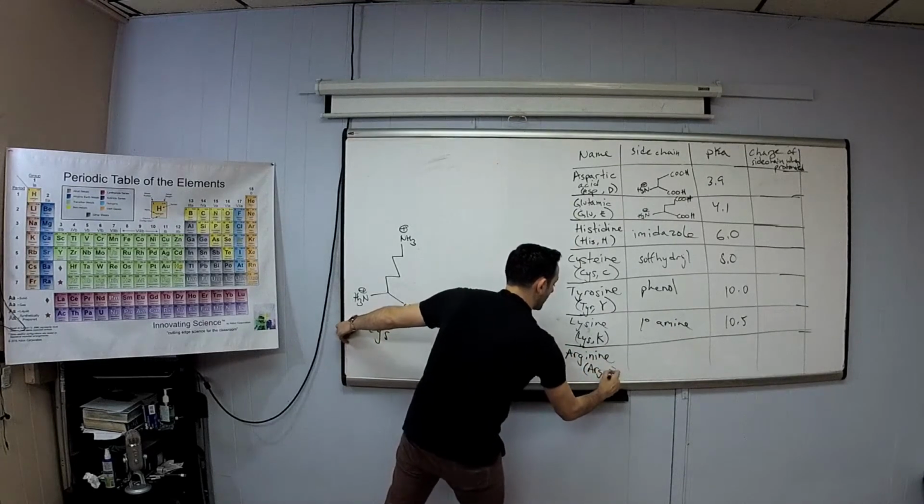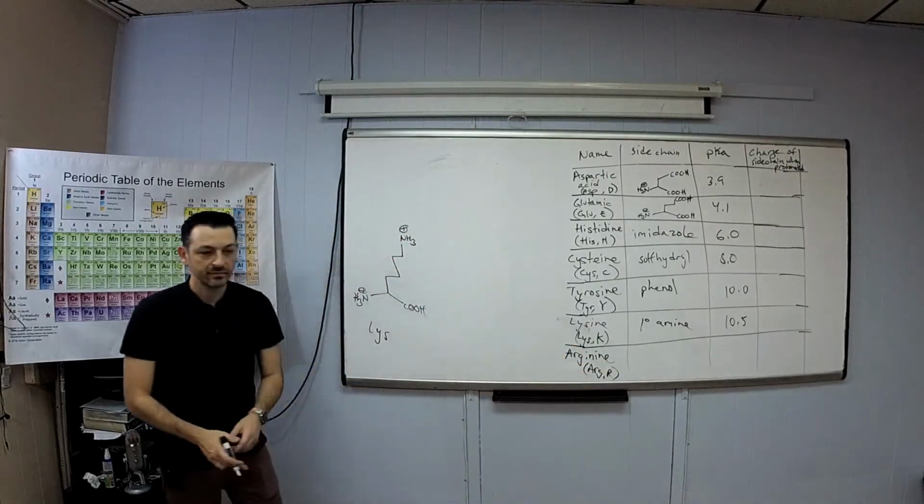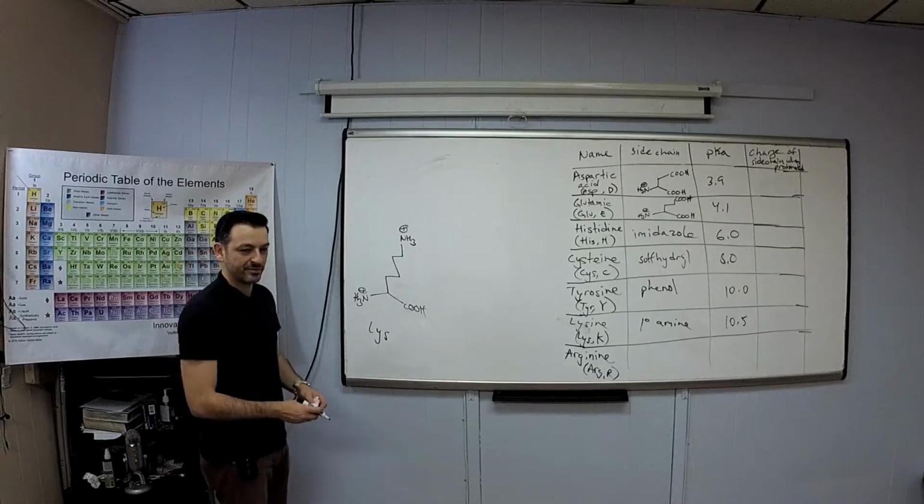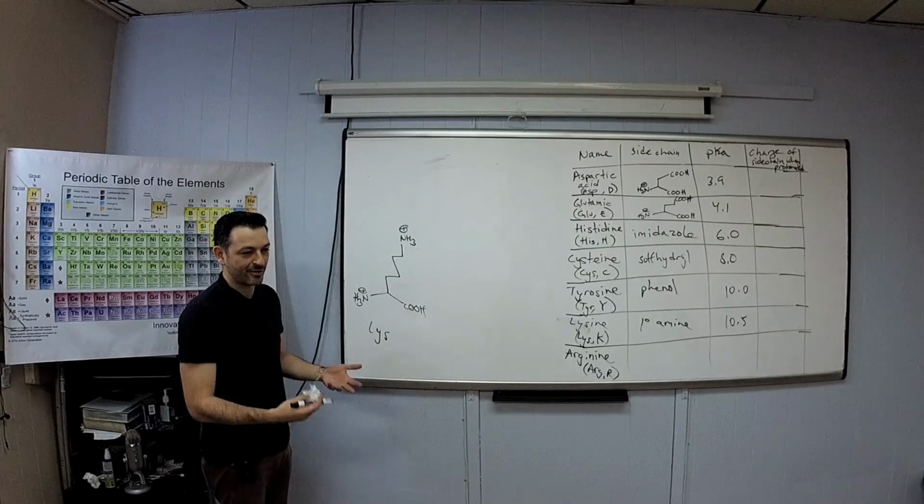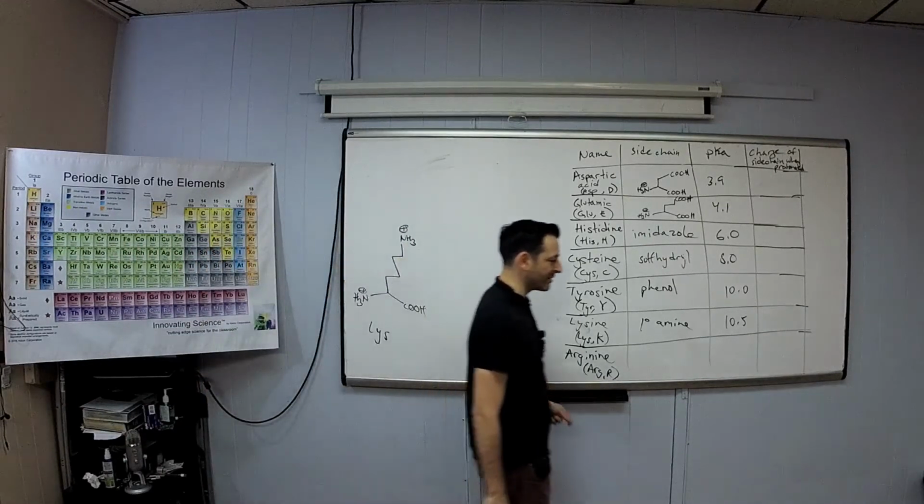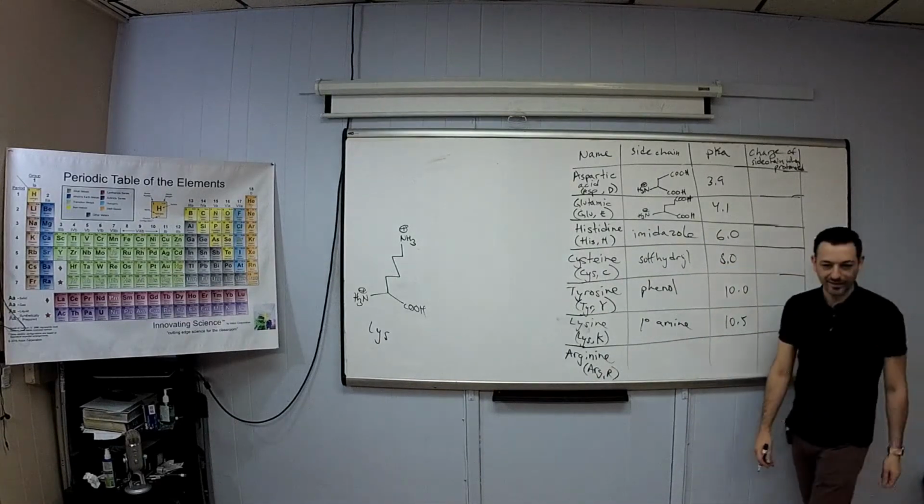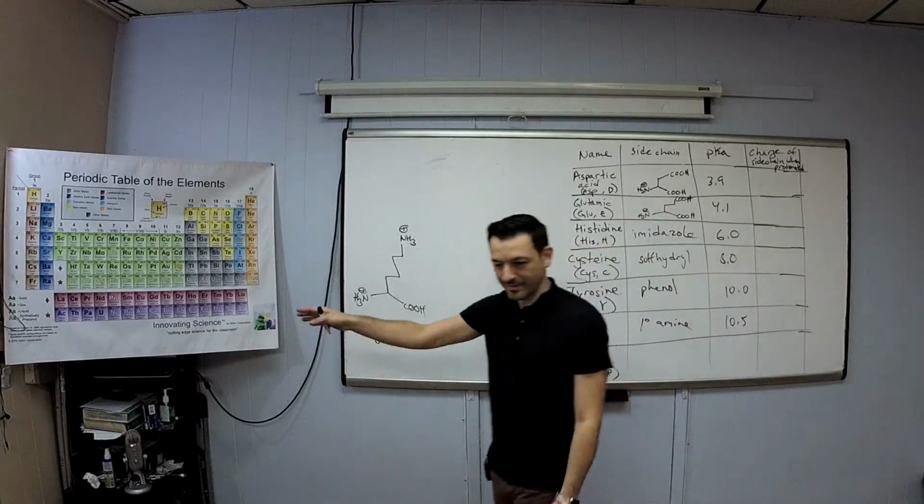ARG, single letter code R. What's a pirate's favorite letter? R. I actually said that once, and students were like, no, it isn't. It's C. I was like, that's unique. You know, like the C.